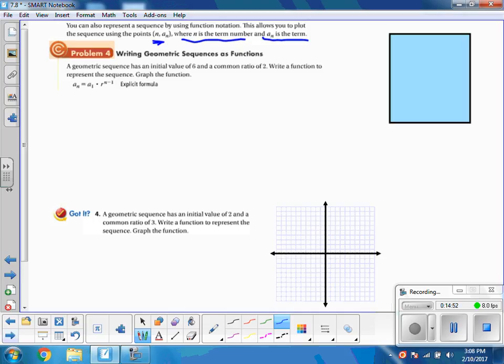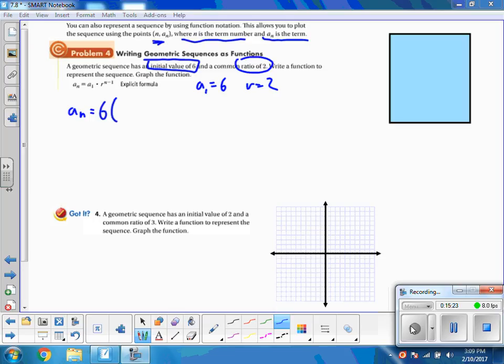Writing a geometric sequence as a function, and we can graph functions. A geometric sequence has an initial value of 6, so a sub 1 is 6. You need to know that. Common ratio of 2, so r equals 2. Write a function to represent the sequence, and then graph it. I can do that here. For the nth term, my first term is 6 times my ratio, which is 2, to the n minus 1.